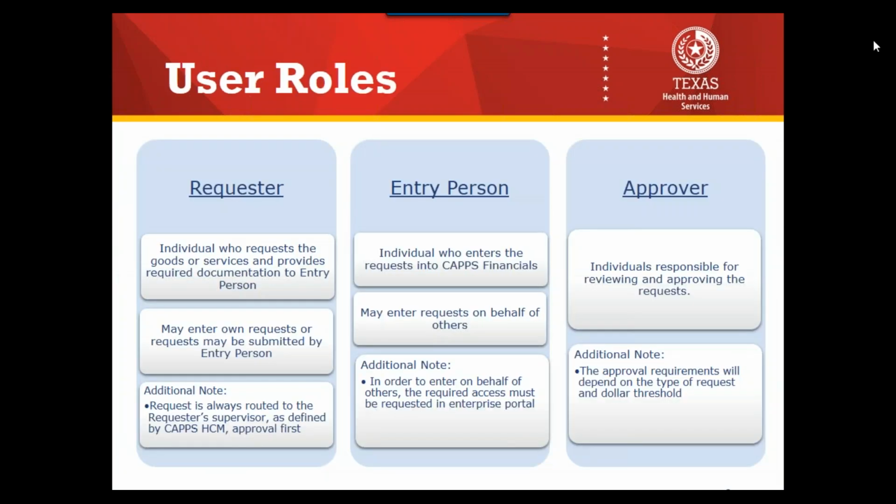User roles. So the 3 user roles we will discuss today are requester, entry person, and approver. The requester is somebody who is requesting the goods or services. The entry person is someone who is going to actually be logging into CAPS Financials and doing the data entry portion of it. The approver is usually a supervisor or somebody designated in your business unit who's responsible for going in and reviewing and approving those requisitions.